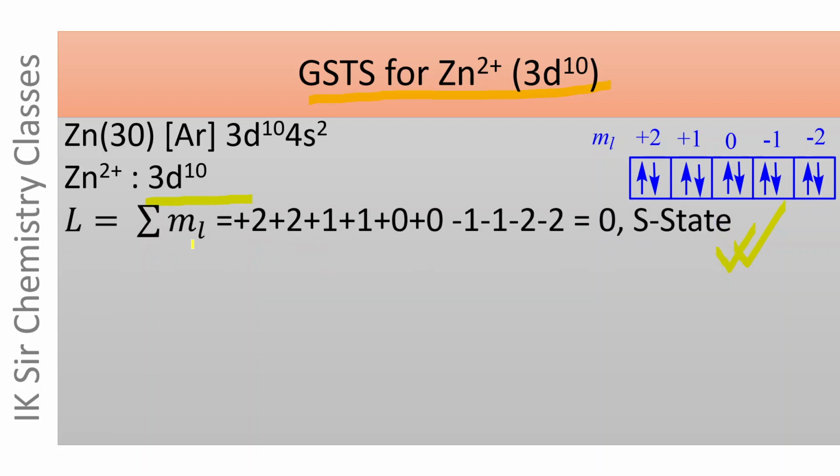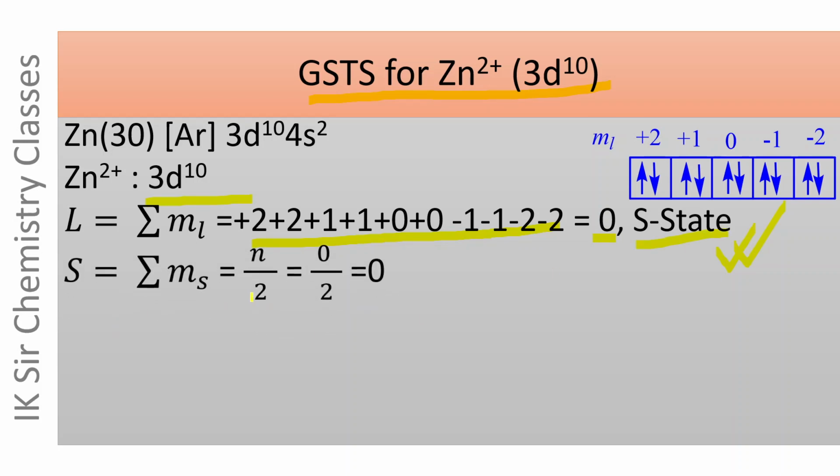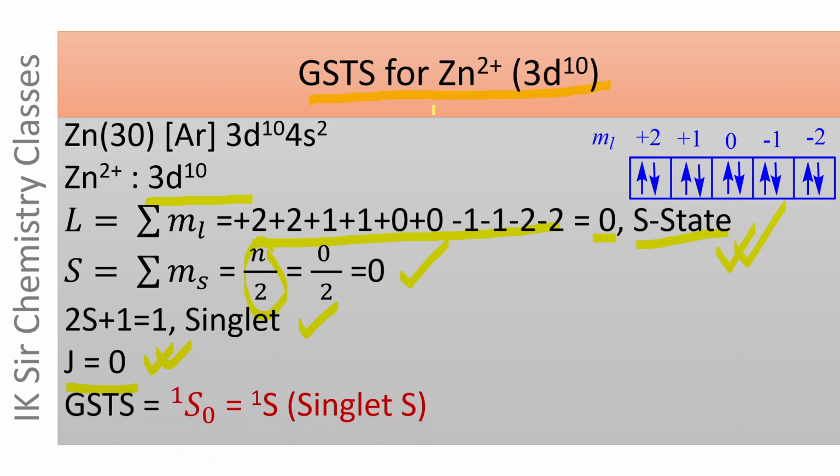Capital L is equal to summation of ml values, and on solving these values we get capital L equals 0 and it is S state. Capital S is equal to number of unpaired electrons divided by 2. There is no unpaired electron, 0 by 2, it is 0. Capital L is 0, capital S is also equal to 0. Spin multiplicity will be 1, it is singlet state. There will be only one value of J because both L and S are 0. The value of J is equal to 0, and the ground state term symbol for Zn2 plus ion will be singlet S0. That is singlet S.